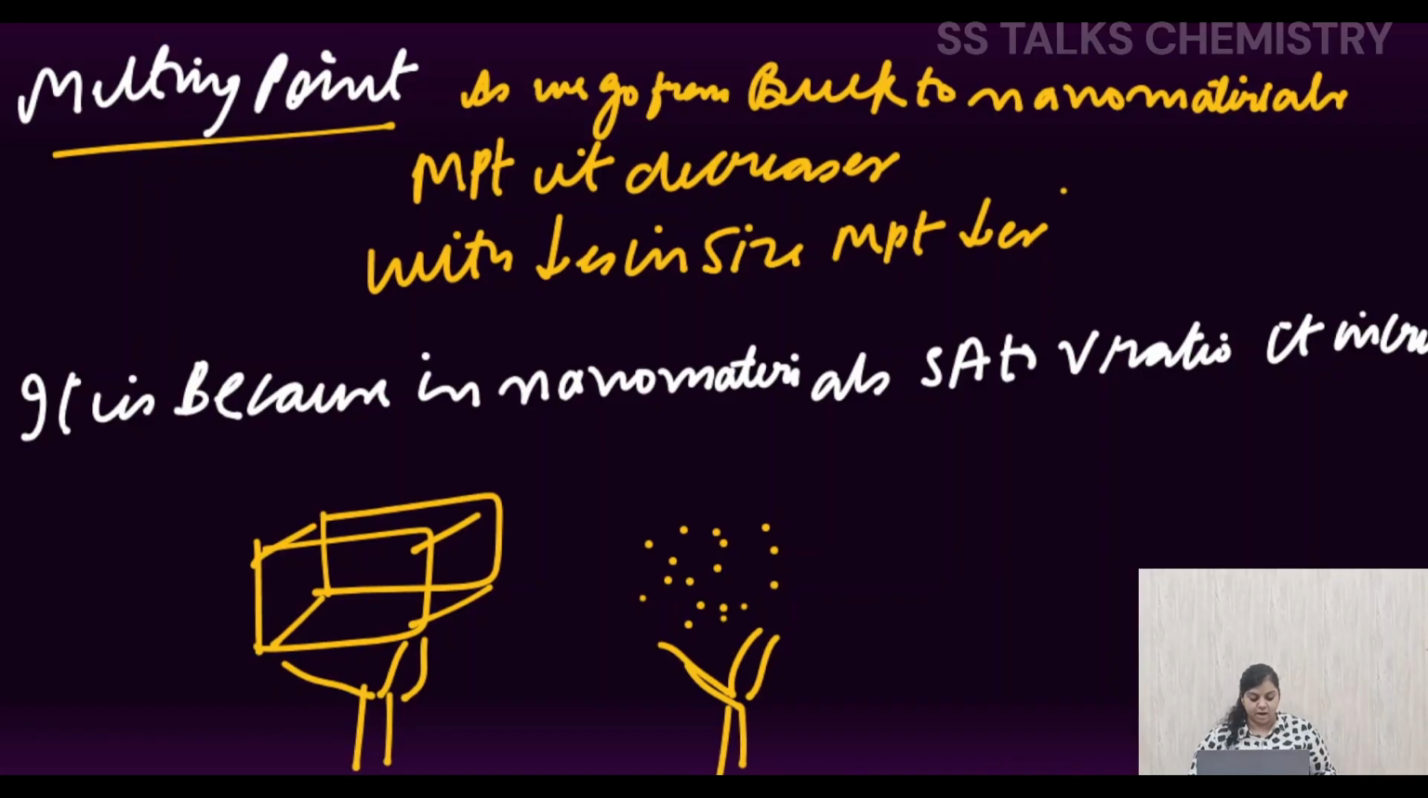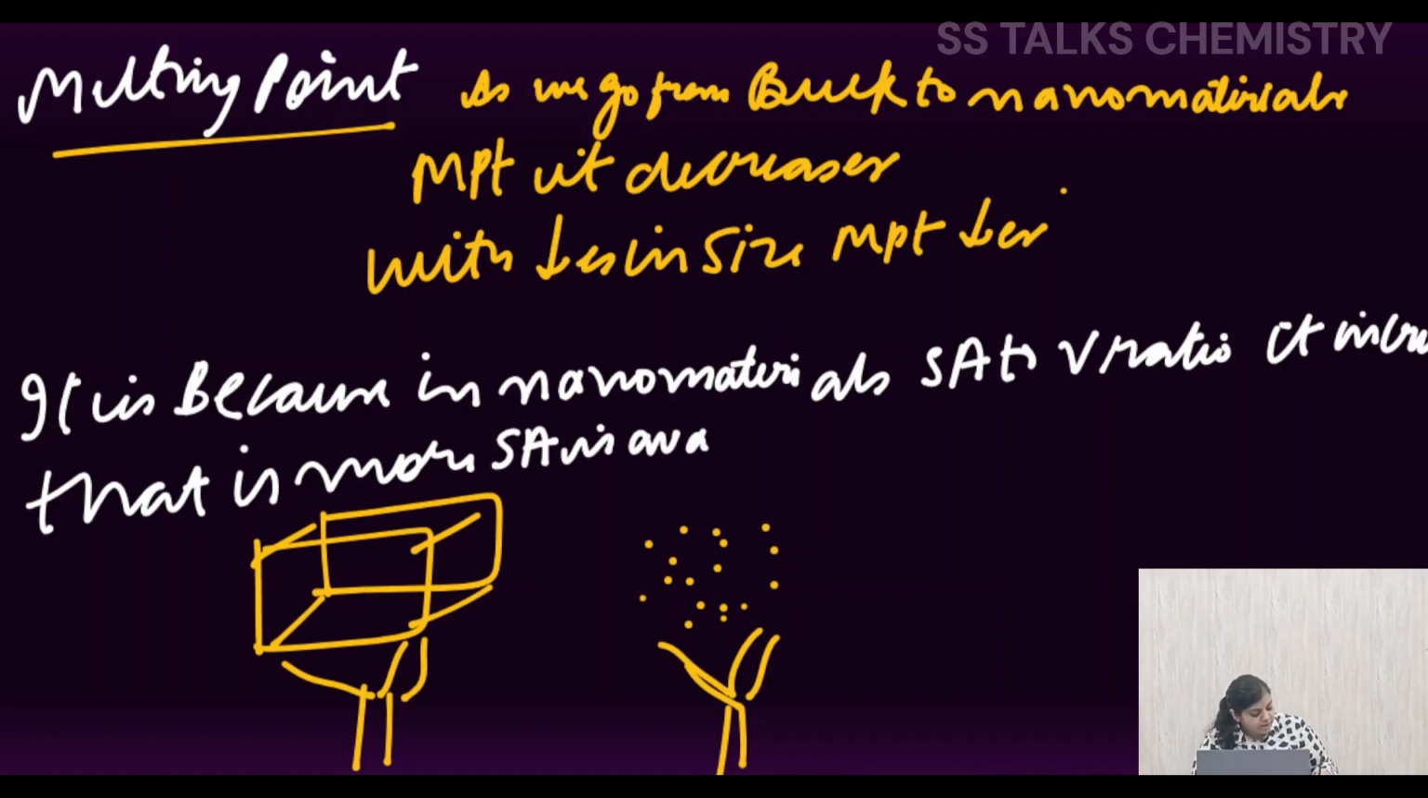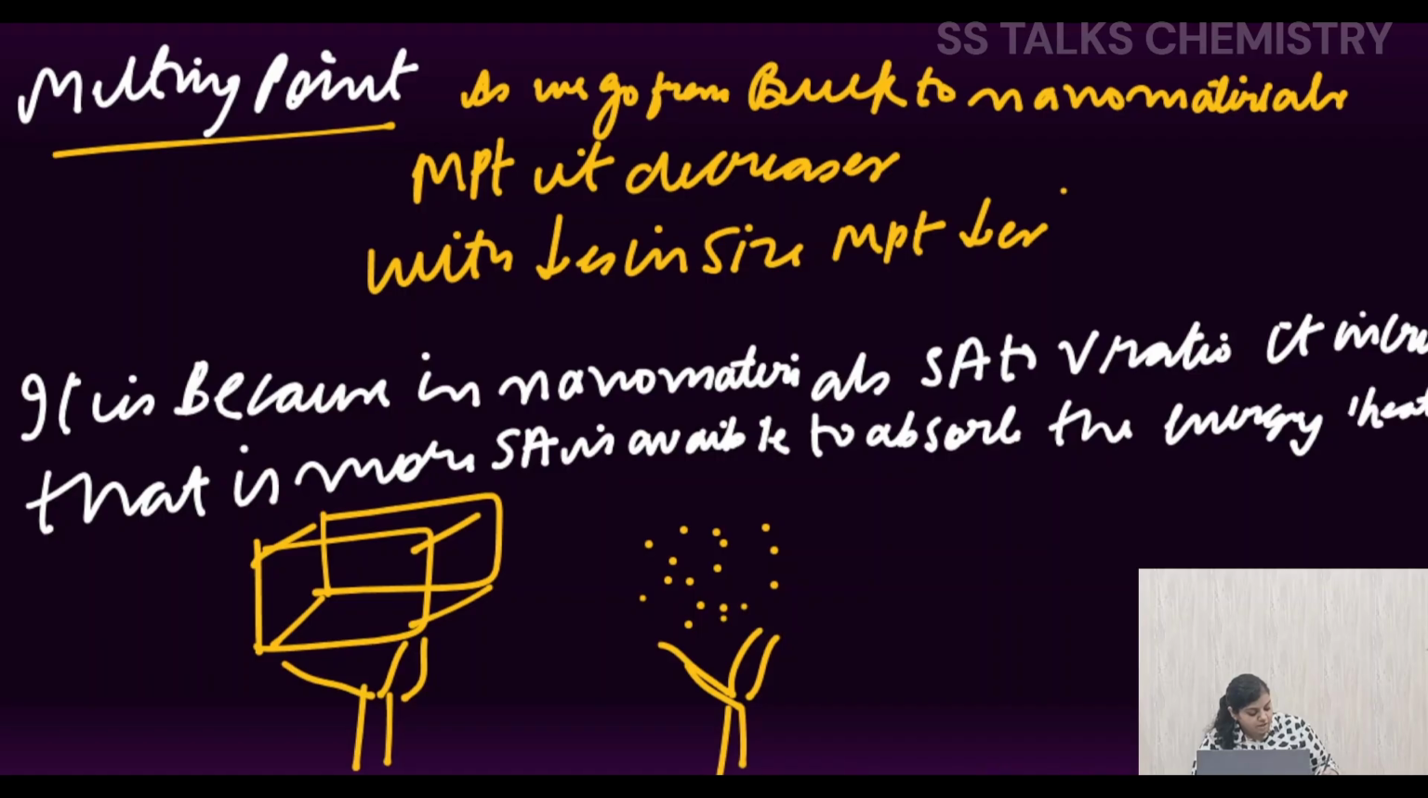So we can write that as we move from the bulk to the nanomaterials, the surface area to volume ratio has increased. That is, more surface area is available to absorb the energy or the heat. So that is why the melting point decreases. So this is the reason for that.